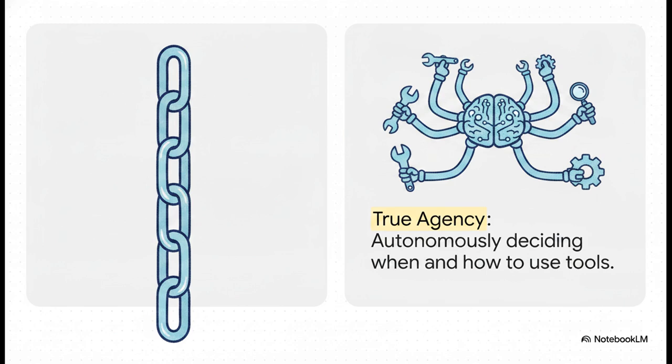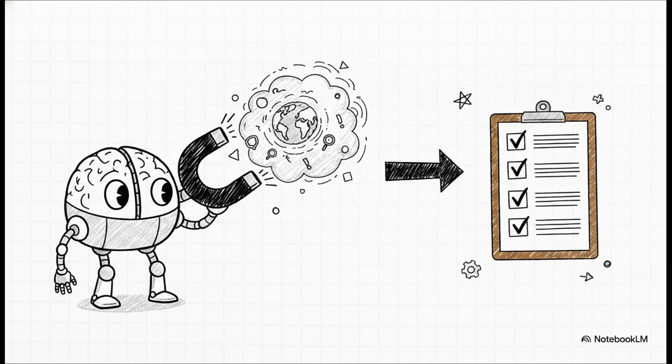Giving an agent true agency means letting it decide for itself when to trigger a tool. You hand the tools over, and the agent's internal reasoning loop autonomously decides, hey, do I need a tool right now? Which tool should I use? And what specific data do I need to pass into it to solve the problem in front of me? Let's look at how this actually plays out.